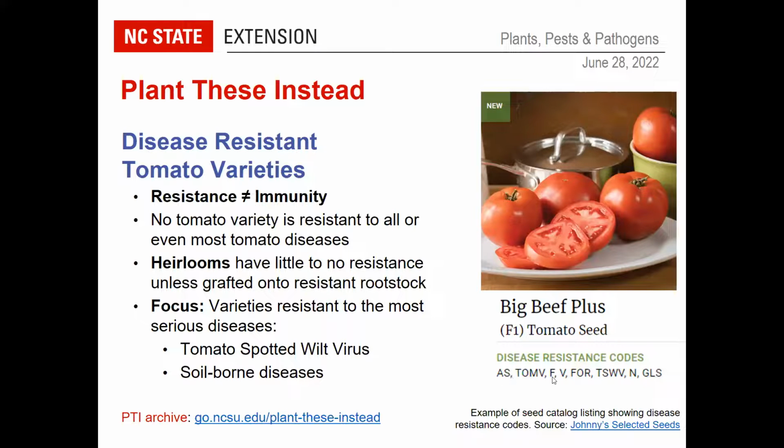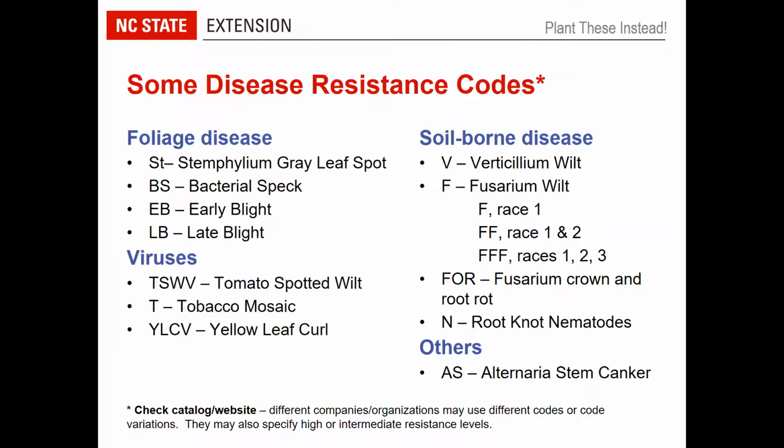So this looks like some other language. What's going on with all these different codes listed for this Big Beef Plus variety? Well, they're referring to the types of diseases that that specific variety has some resistance to. So this is not all. There are probably a few others out there, some more virus diseases, and it is going to vary from catalog or website that you visit. Sometimes the specific letters might vary, and sometimes just the number of diseases they list these resistance codes for. But these are some of the most common.